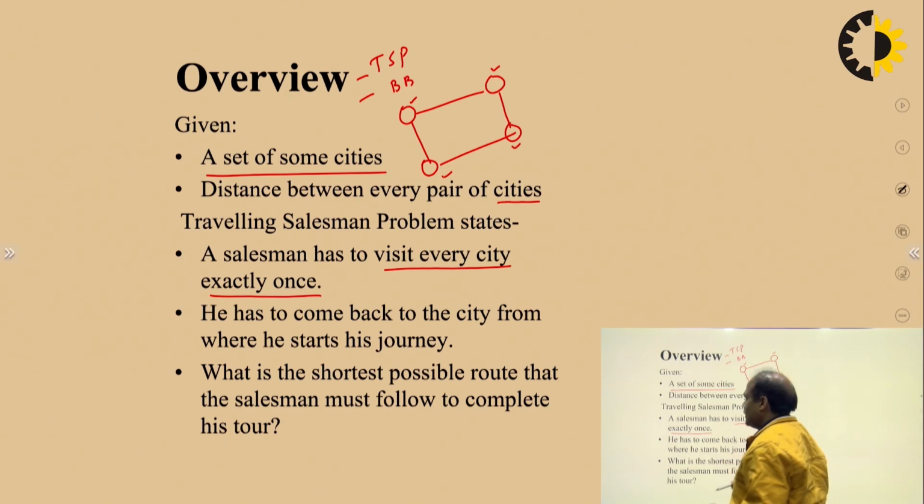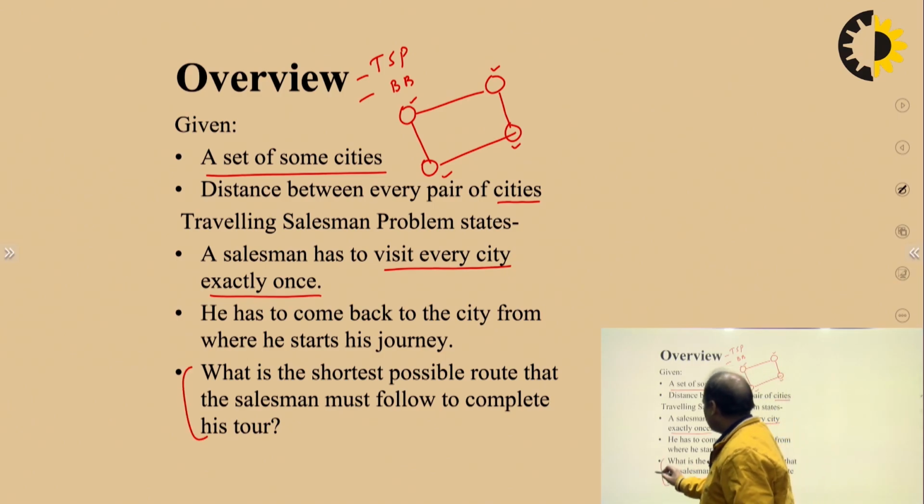Remember that edges can be repeated. Edges are not a problem. Every vertex you have to visit, no vertex should be left, and each vertex should be visited exactly once. He has to come back to the city from where he started his journey. The problem of the TSP is to find the shortest possible route that the salesman must follow to complete his tour.